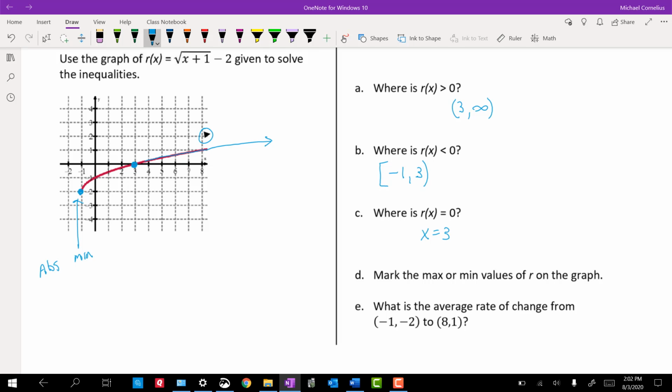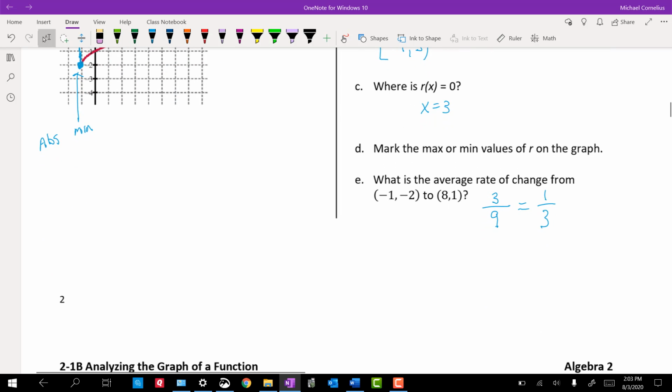And then it asks for average rate of change from -1, -2. So -1, okay, so that's the point over here, to 8, 1. So that's way over here this time. Now again, you can count this. Okay, so I'm going to start at -2, -1. I'm going to go up 1, 2, 3. So that's up 3. And then I'm going to go over 1, 2, 3, 4, 5, 6, 7, 8, 9. So over 9, up 3, over 9. If I simplify that, that's 1/3. And I would encourage you to do it with the slope formula as well. Okay? I'll see you in the next lesson.